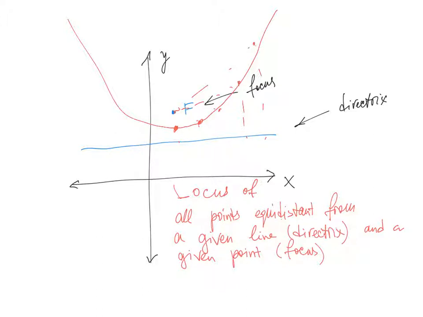Here's the idea again. Every point on this curve must be the same distance to the line and to the point. So these two distances are equal, and that's what we are going to use in writing our equation. This is a huge idea. So the very first step that we need to do in order to write an equation is to call a random point on the parabola xy. This is the key step.